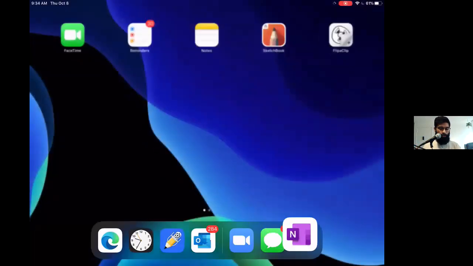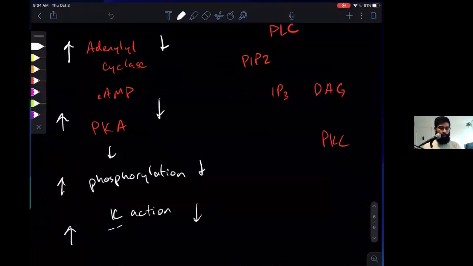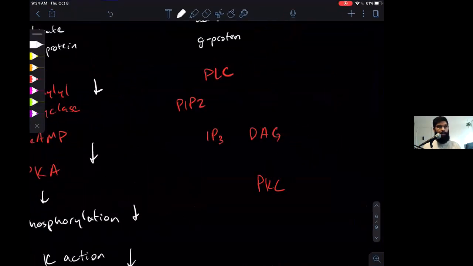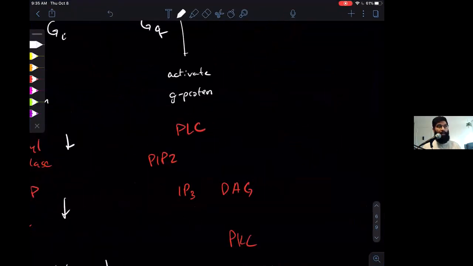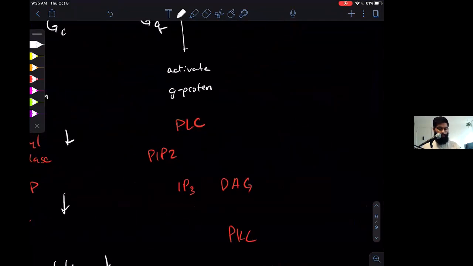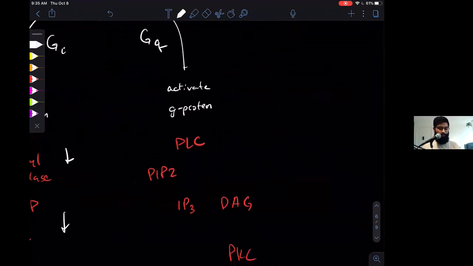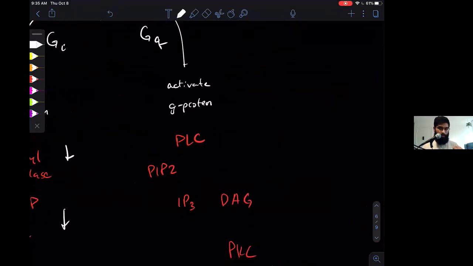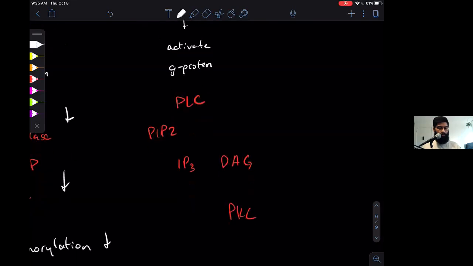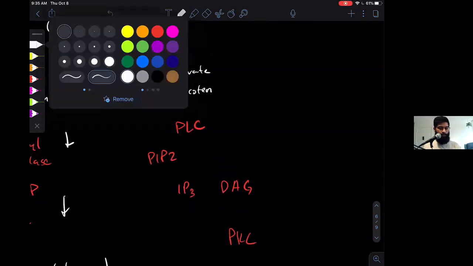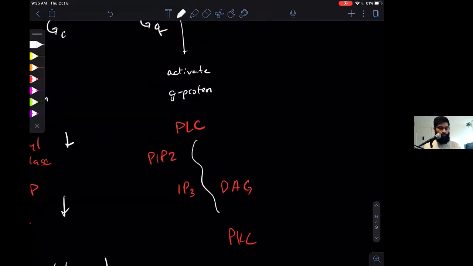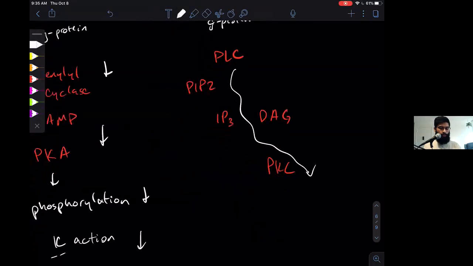Okay, so this is how GQ works. And that's why I have all of these guys here. And this is going to be an activating pathway. So you have a G protein, the GQ protein being activated. If you have a receptor that is of the GQ subtype, you're going to have increased activation through all of these mediators, leading to intracellular activation.